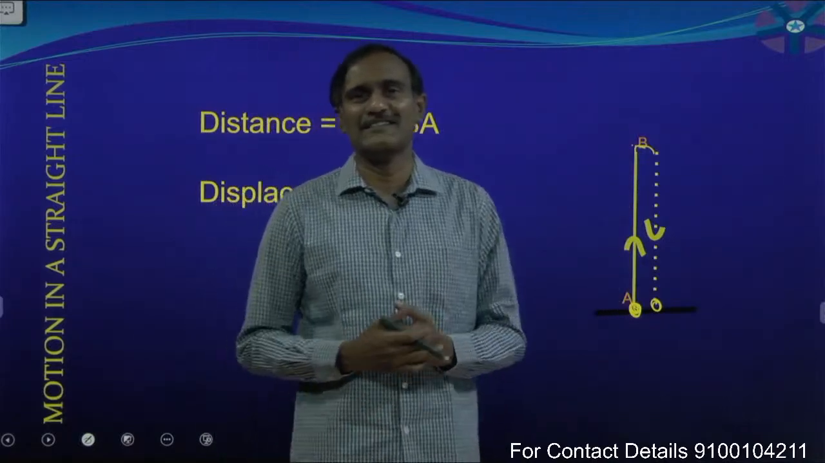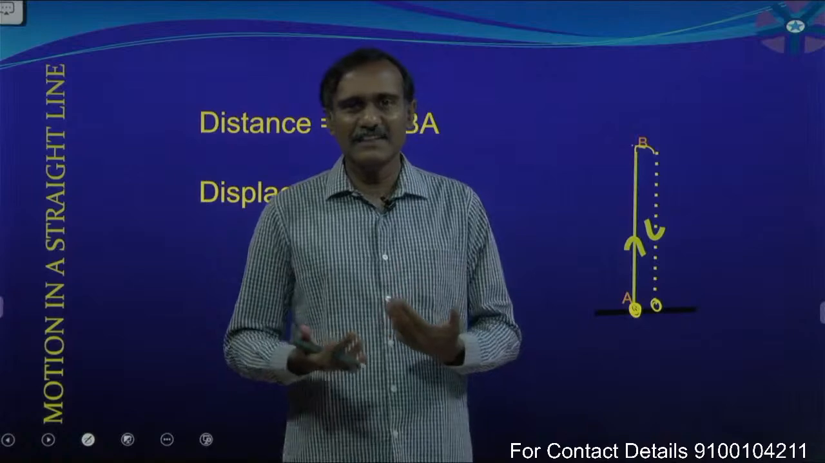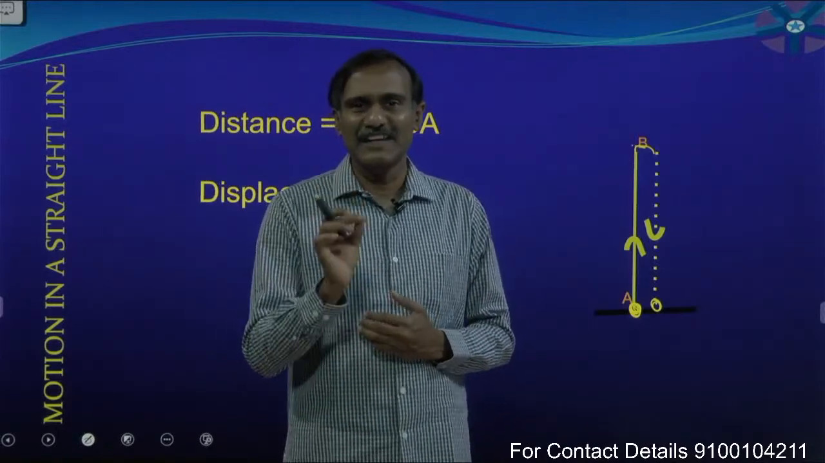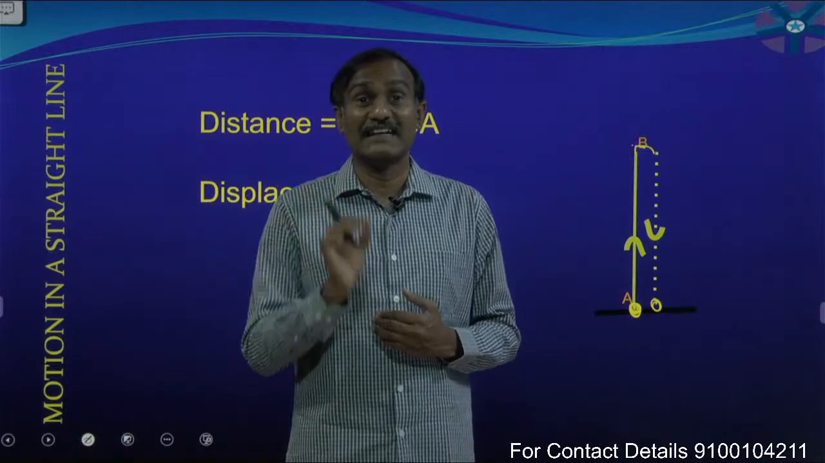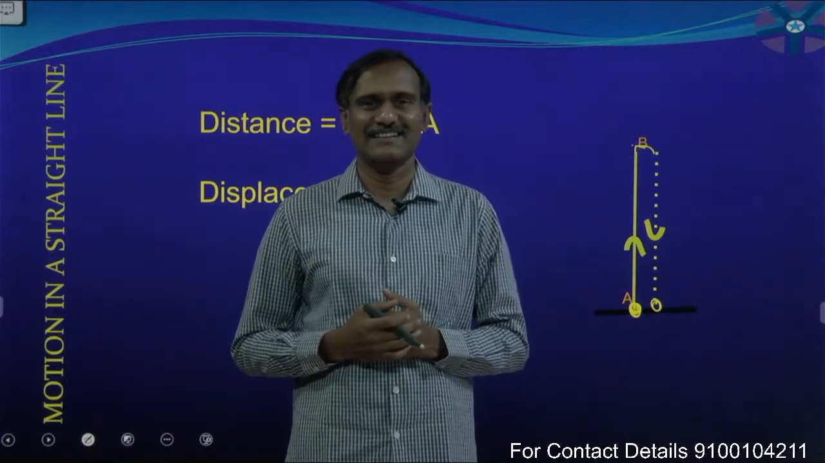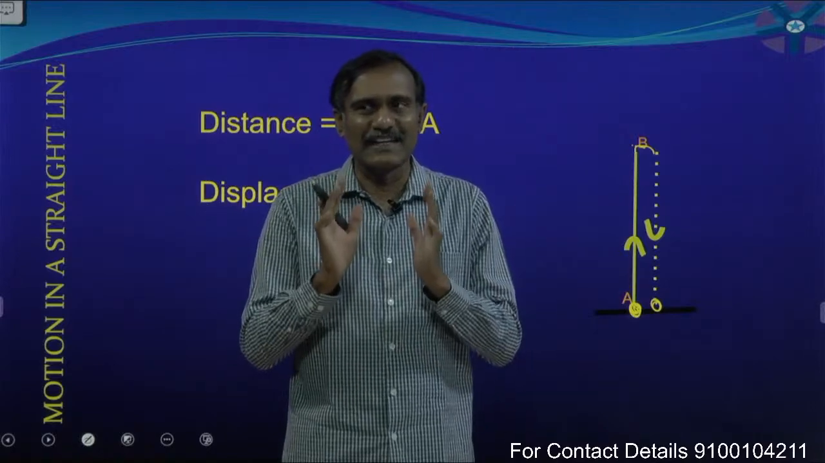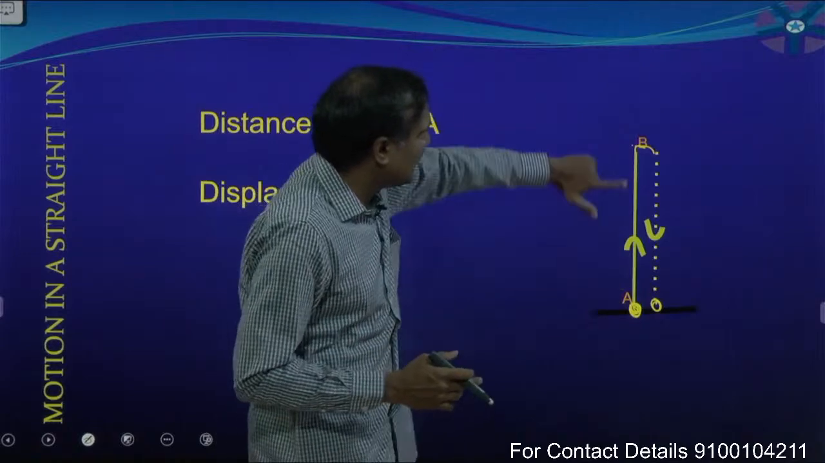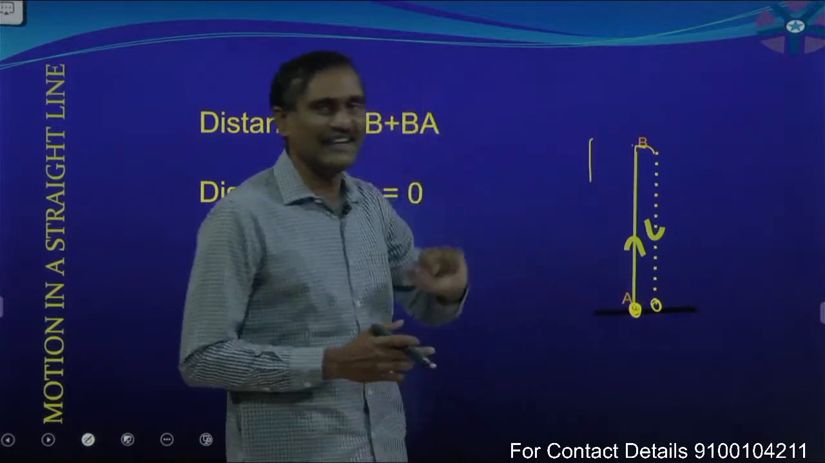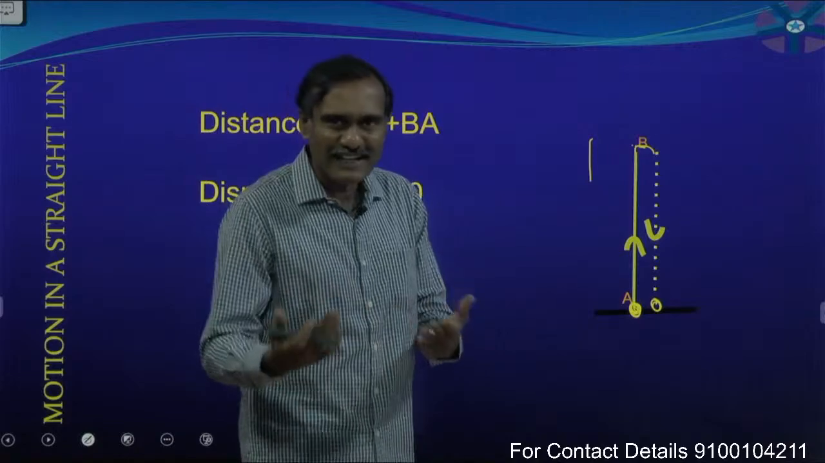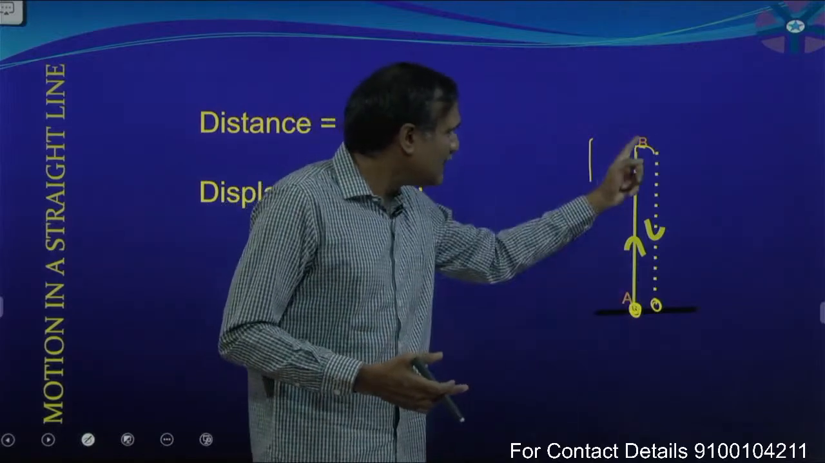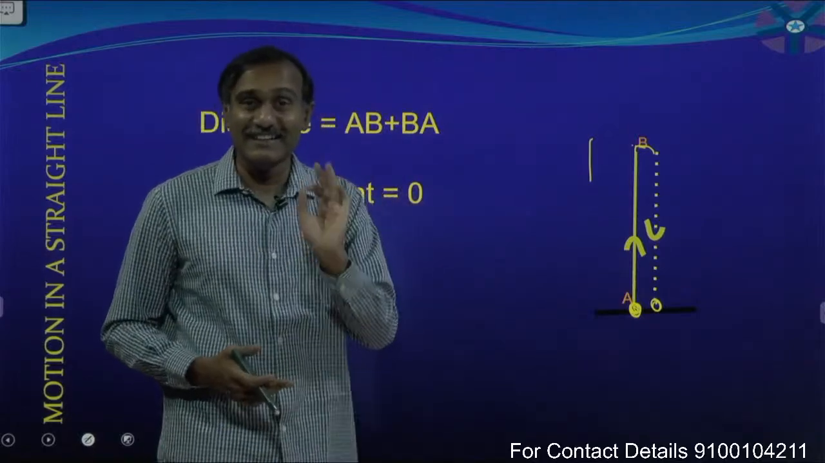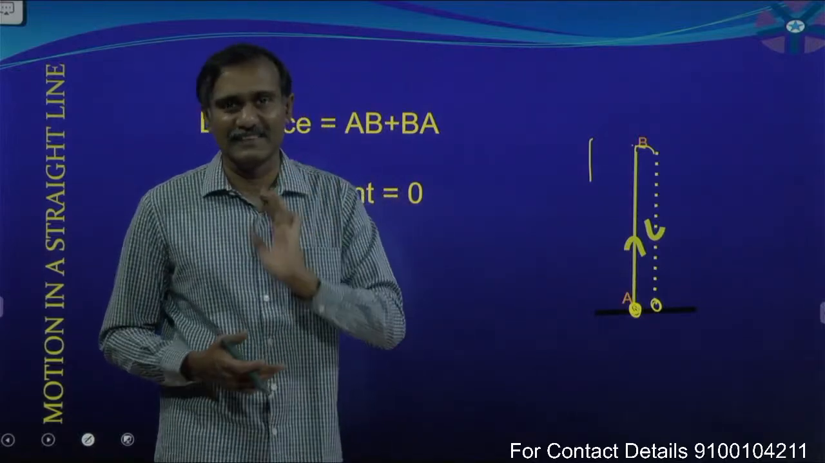Tell me, what is the path length? Path length is nothing but distance. What is meant by distance? The actual length of the path travelled by the particle. Now, what is the actual length of the path travelled by the particle? It is AB plus BA. The total length of the path, AB plus BA, that is distance or path length.